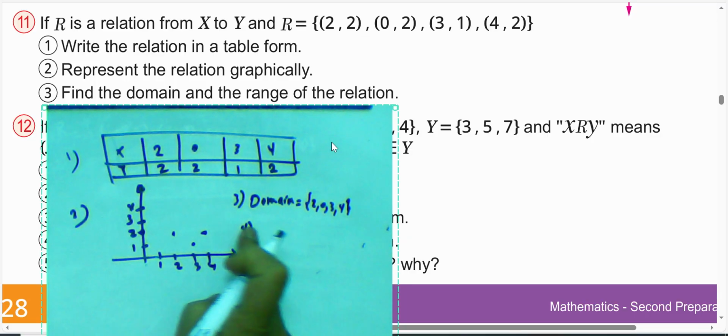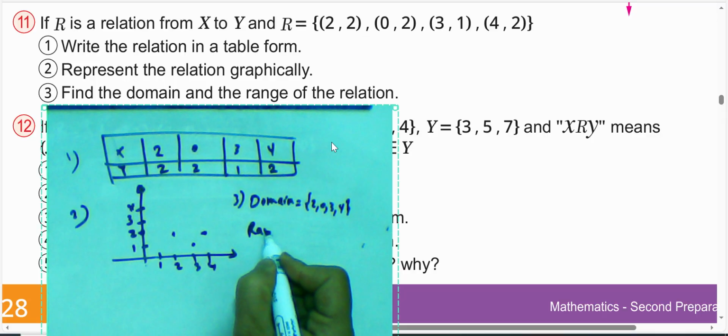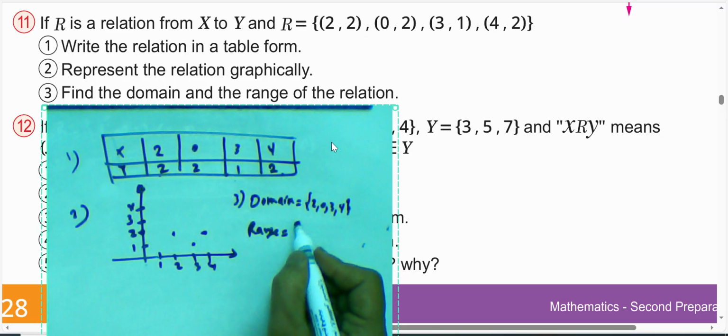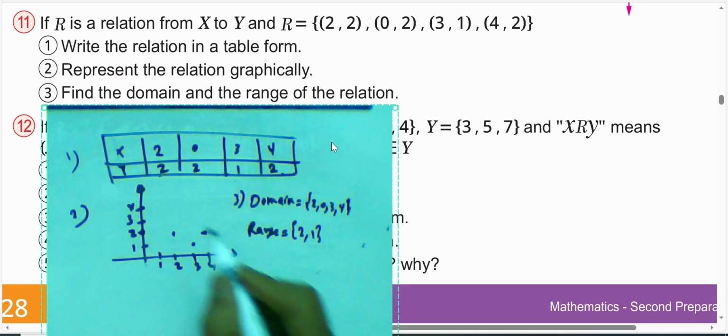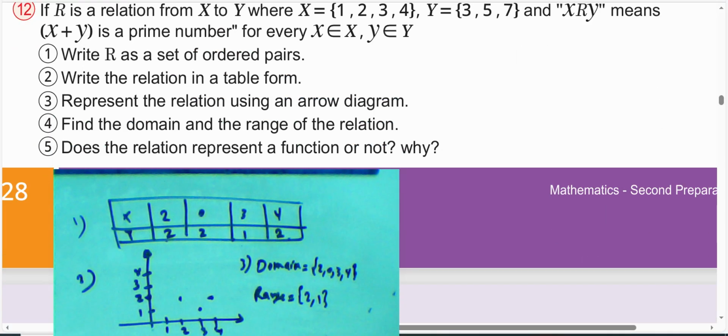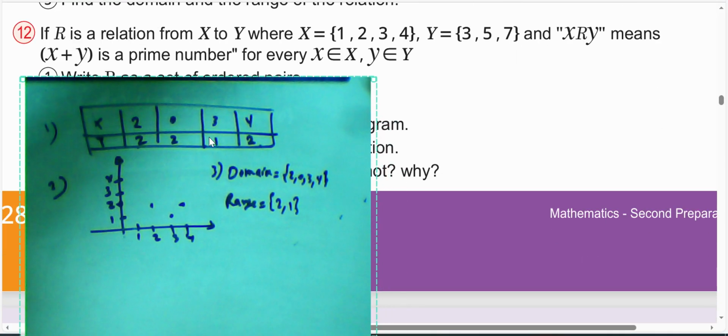And also we want to find the range of the relation. We have 2, 1, and 2. We have 2 and 1 only because 2 is repeating. The range of the relation will be 2 and 1. Okay, he asked about the range and domain of the relation. It's not a function. Next question.